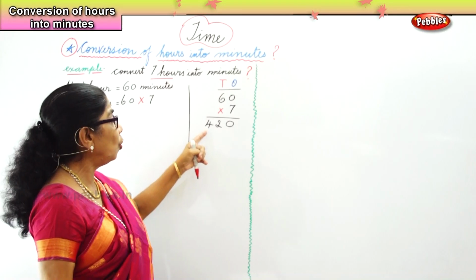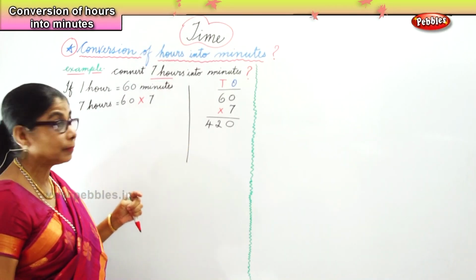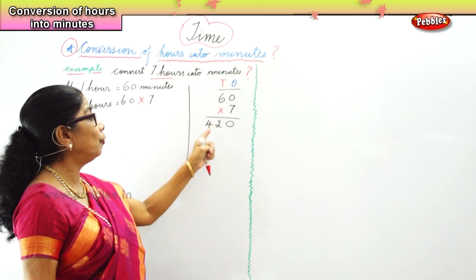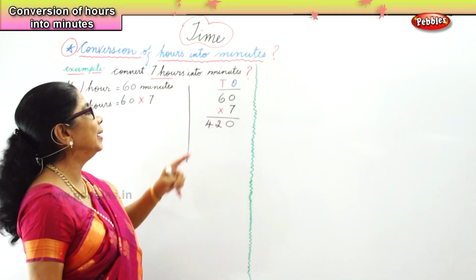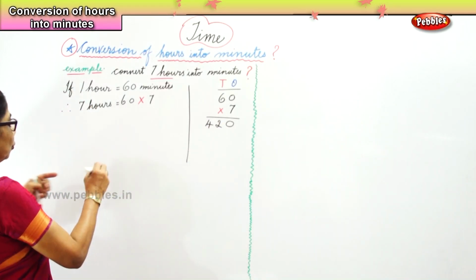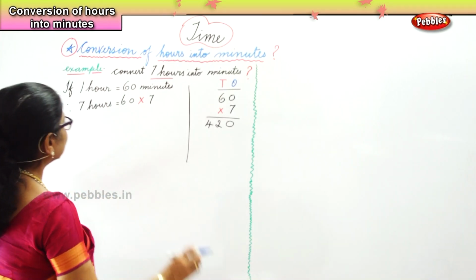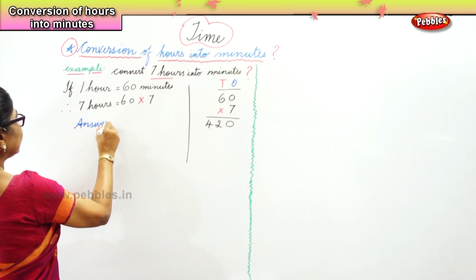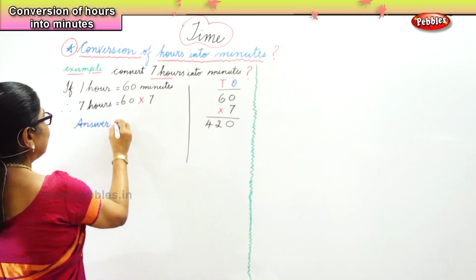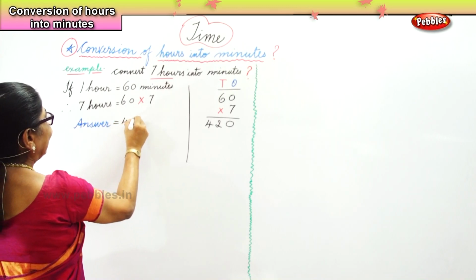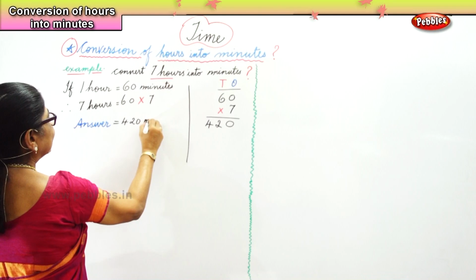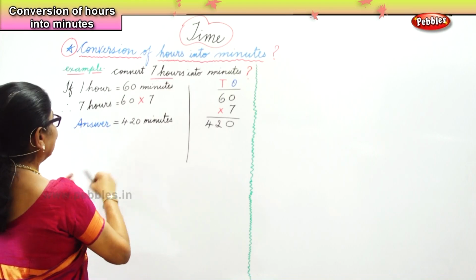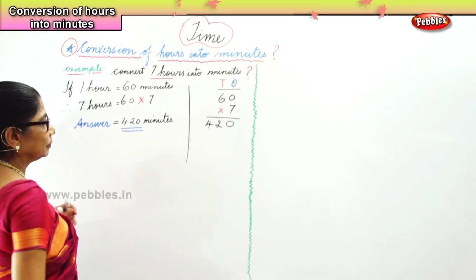So we get 420 minutes. Okay? Converting 7 hours into minutes, we get 420 minutes in 7 hours. So your answer is 420 minutes. 420 minutes, that is the answer.